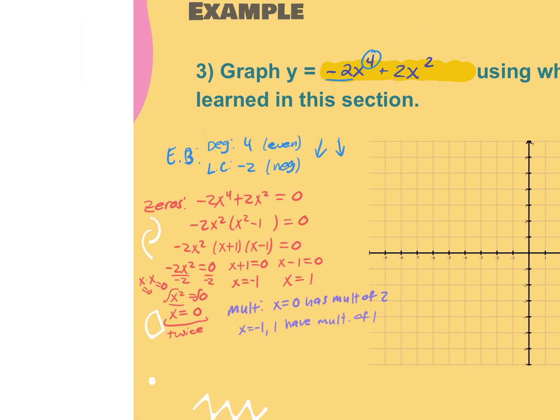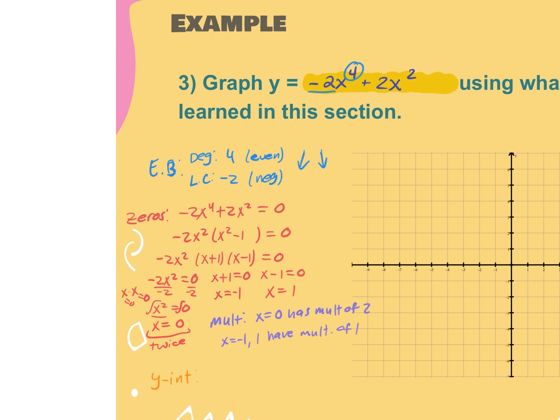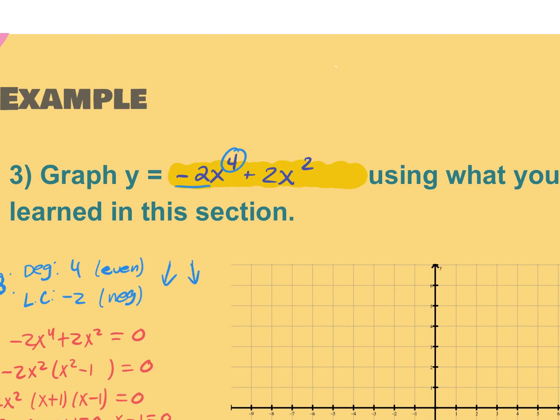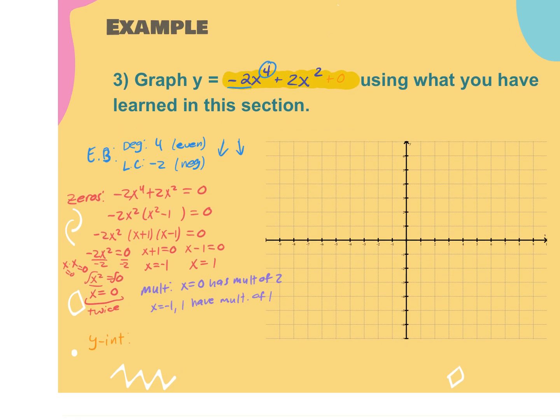Right, so something else that might be useful for us is the y-intercept. Now this is a polynomial in standard form, so it's not factored at all. It's completely in standard form. We can assume that there's an imaginary 0 here, so plus 0. That's going to be our constant in this case. So this just means our y-intercept is going to be at 0, 0.